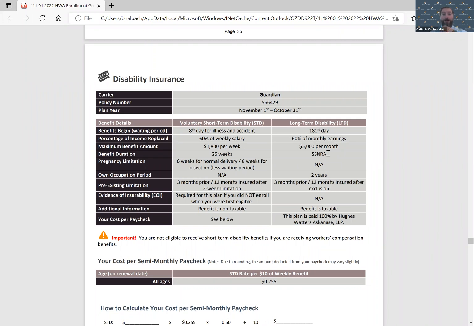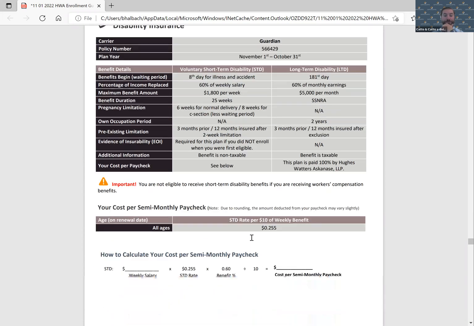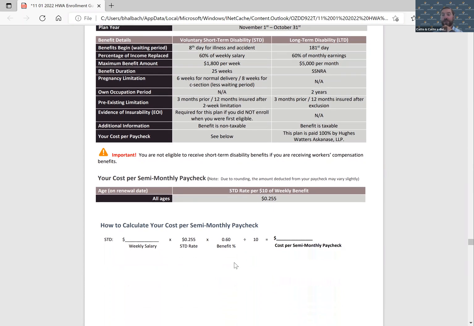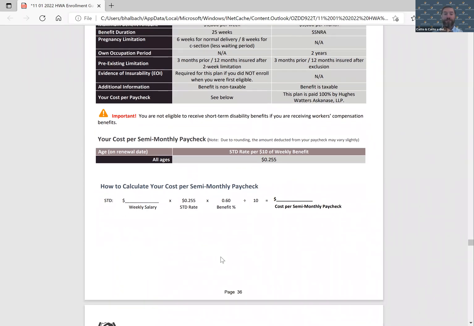Short-term disability, on the other hand, protects your paycheck for up to 25 weeks, up to $1,800 a week, and kicks in after 8 days, depending on what is going on, whether it's an illness or an accident. You'll be able to see rates auto-calculated for you on Employee Navigator, but the supporting math is here on the bottom of page 36.